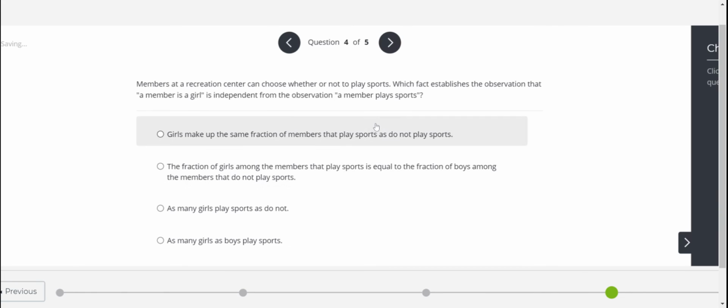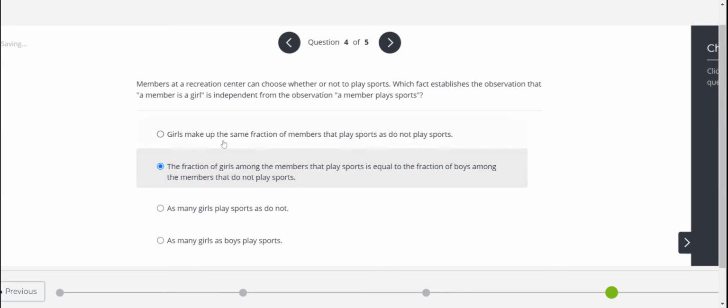And then whether or not to play sports. And remember, we want the same fraction for both, for playing sports. And the same fraction has to be there. So the fraction of girls among the members that play sports is equal to the fraction among boys of the members that do not play sports. So that's how you can tell if it is independent. They'd have to be the same.